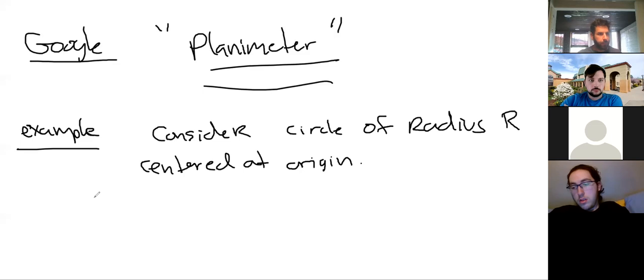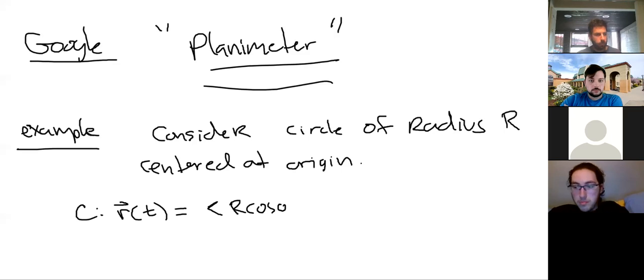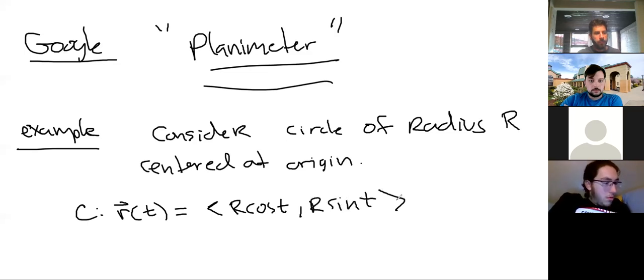Well, how do we define C? C would be this parametrization. It is R cos T, comma R sine T. That's the parametrization. Let's not forget these guys. This is our X. This is our Y. That's how we parametrize a circle. We learned that a long time ago.